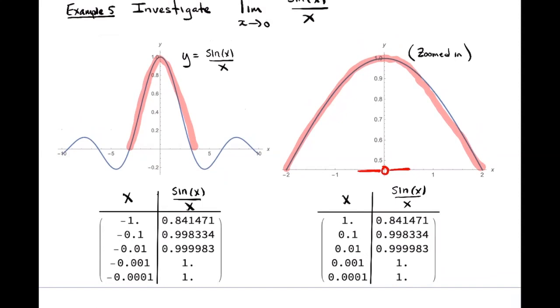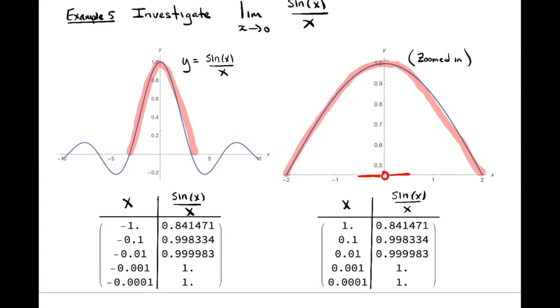On the left-hand side, I'm choosing numbers that are getting closer and closer to 0 from below it. The outputs are getting closer and closer to 1. Here I'm choosing numbers that are getting closer and closer to 0 from above it. They're all positive numbers. The outputs are getting closer and closer to 1.